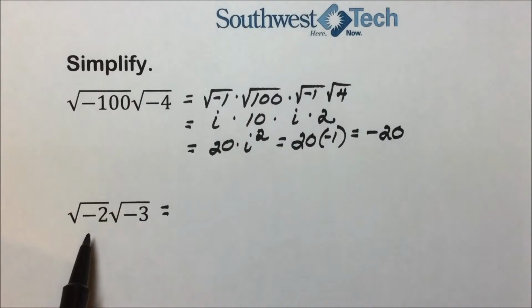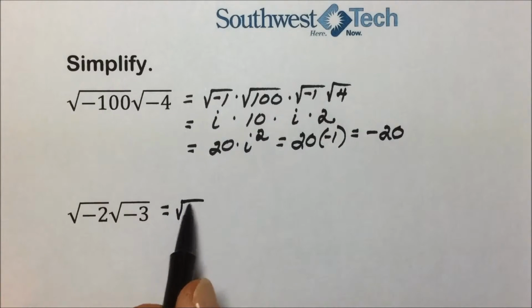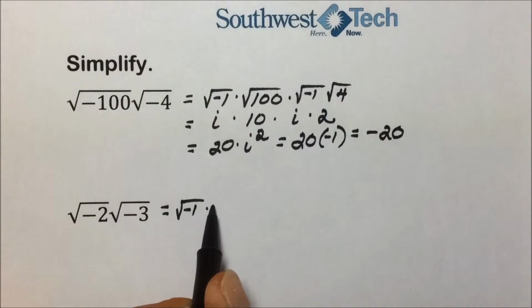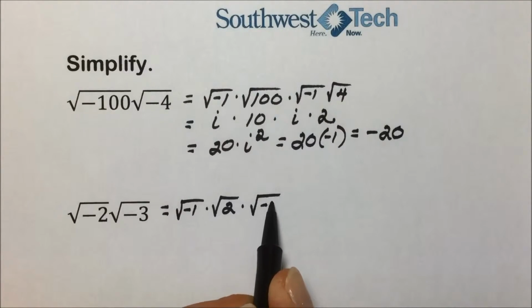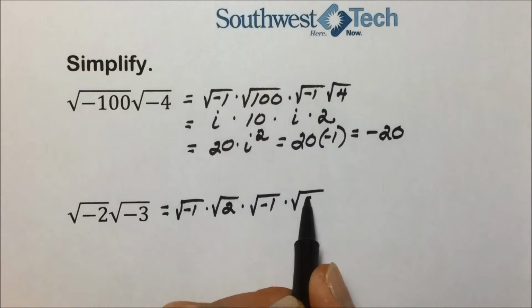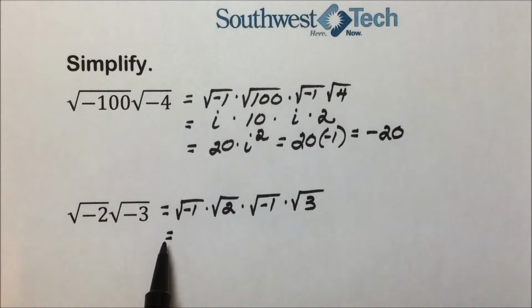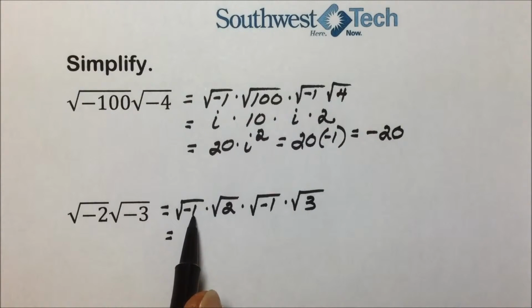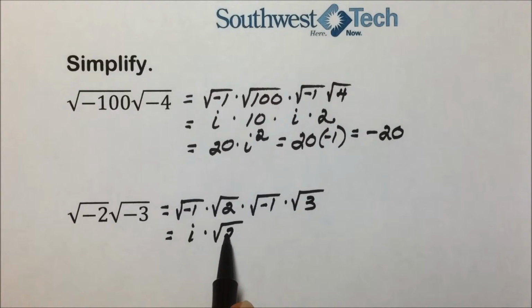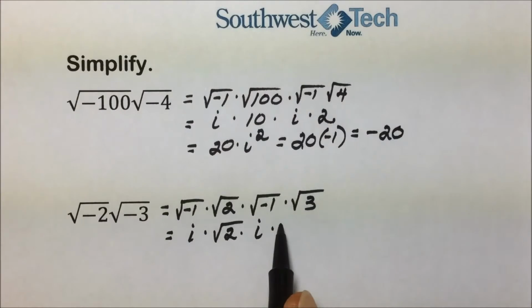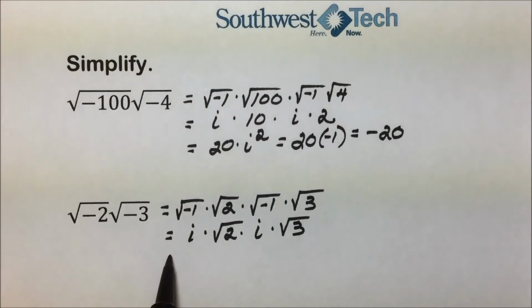Similar with this next one, you might be able to do this mentally, but just to show you how this would simplify, similar to the last one, the square root of negative 2 can be broken down into the square root of negative 1 times the square root of 2. The square root of negative 3 is the square root of negative 1 times the square root of 3. The square root of negative 1 is i. Can't do anything with the square root of 2. Another i and the square root of 3.